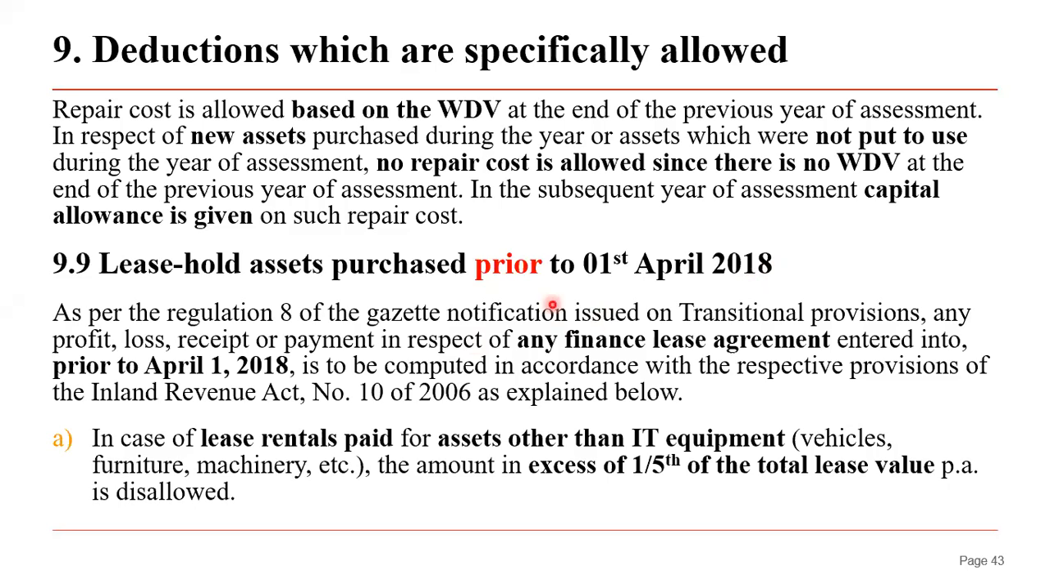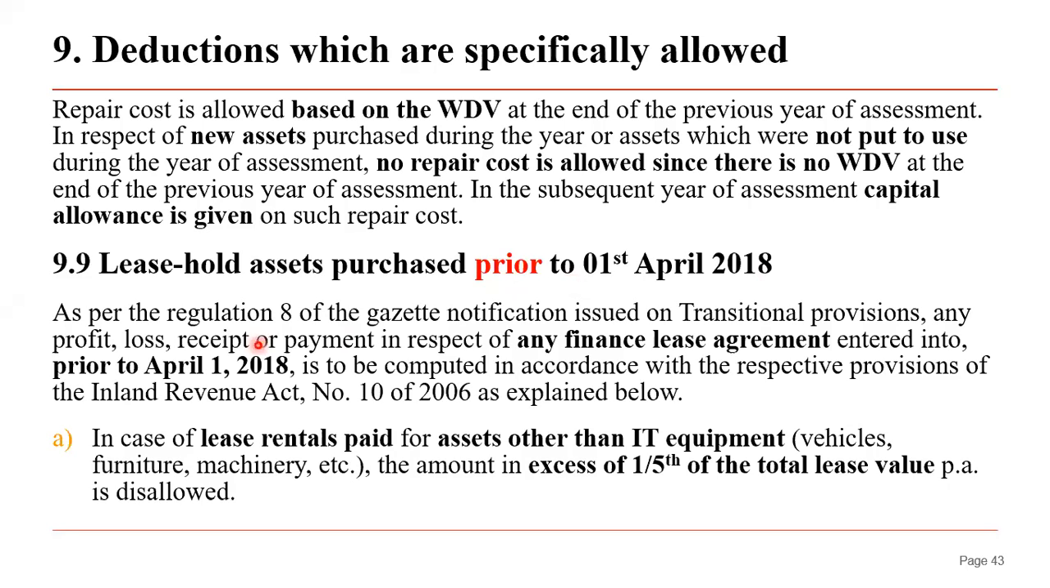We'll discuss the prior period, because the new law came into effect from April 1st, 2018. If they purchased a lease asset in the prior period, what do we have to do? Because the new law says a different story, and the previous law says a different story. We need to check the transitional provision, what they have said on what adjustment we can do on leasehold assets.